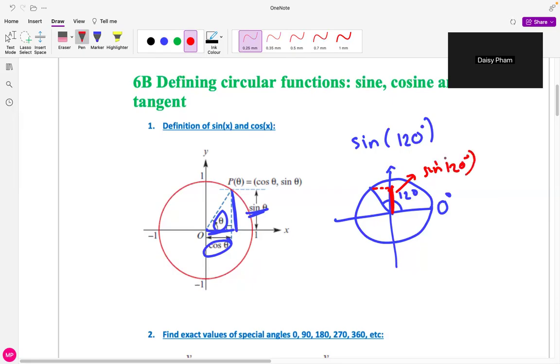degrees. Okay, so where is cos 120 degrees? So cos is that distance here. If you project it on the x-axis, whatever that is going to be negative, as you can see, okay, it's in the opposite direction. So that will be cos of 120 degrees.